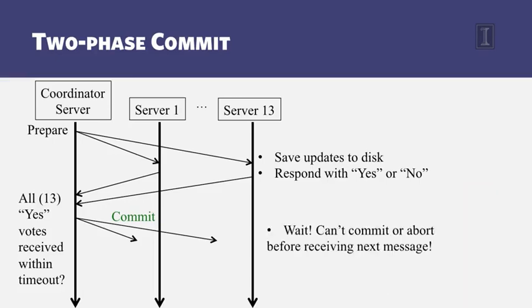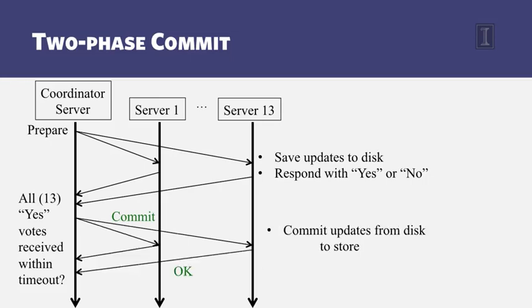Once they have voted yes or no, they can't immediately go ahead and commit, right? So if they voted yes, they can't really commit before receiving the next message. They need to wait until the second phase commit message is received. When the commit message is received, they can then commit the updates from disk to the store, to the actual database, and they can respond back with an acknowledgement to the coordinator. When the coordinator receives all the acknowledgements, it can then say that the two-phase commit is done.